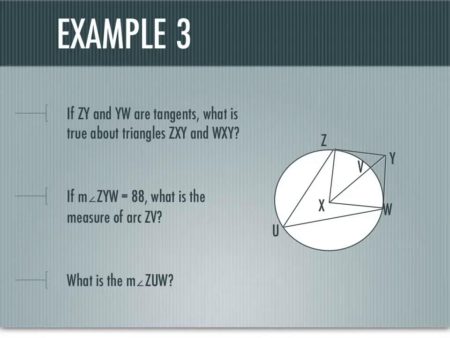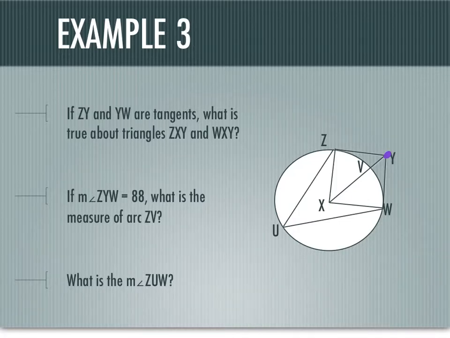Triangles ZXY and XYW are congruent. Okay, that's what I want to know, but I want to know why. Because, go ahead. If two tangent lines meet at a point, then the distance from the point of tangency to the point where they meet is congruent for those lines. Yep, you got it.